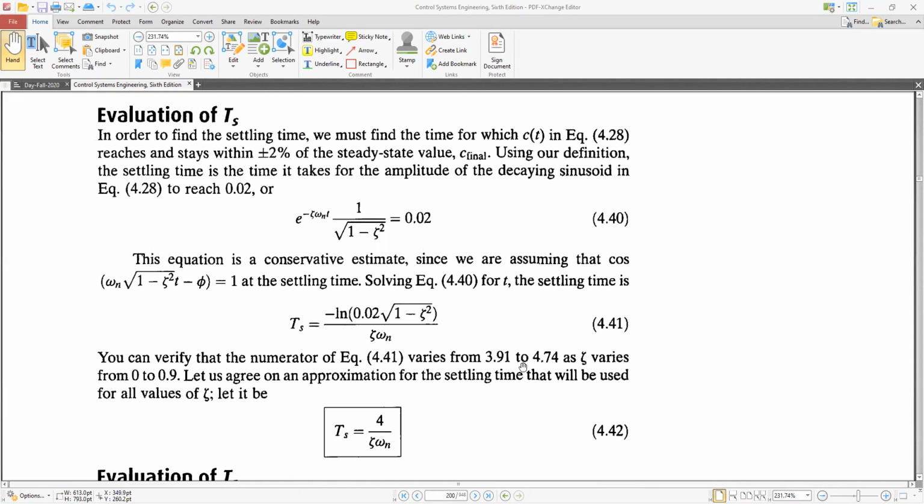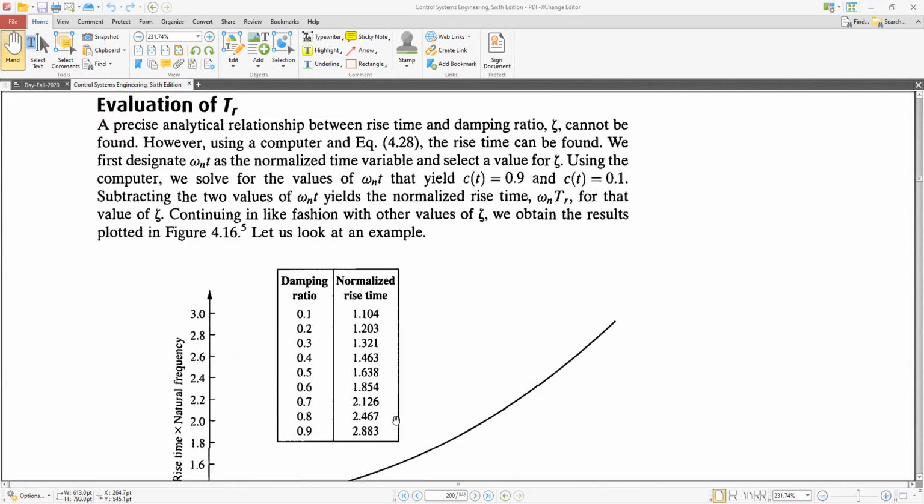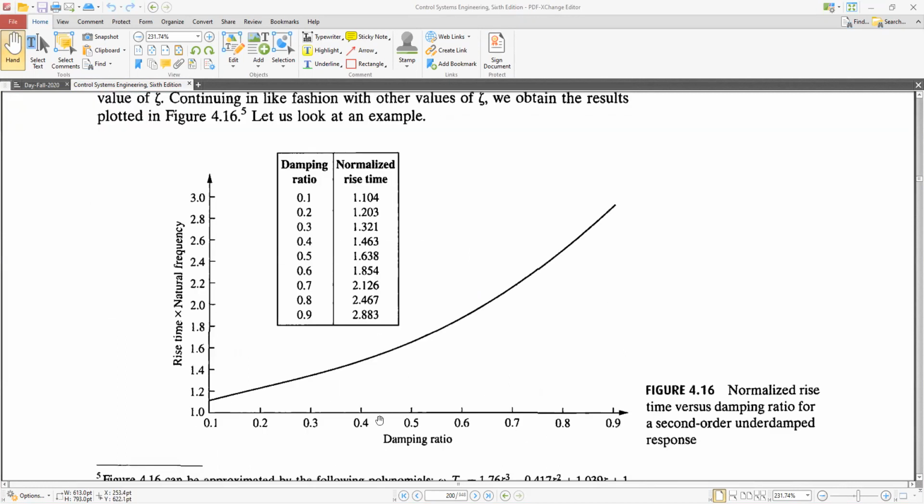And the settling time formula is 4 by zeta omega n. And rise time, what you have to find, let's say that this is the damping ratio, this is the rise time. So to find out the normalized rise time, you have to use this chart. See, this is the normalized rise time. So if you divide the normalized rise time by the natural frequency, that means omega n, then you will find the actual rise time.